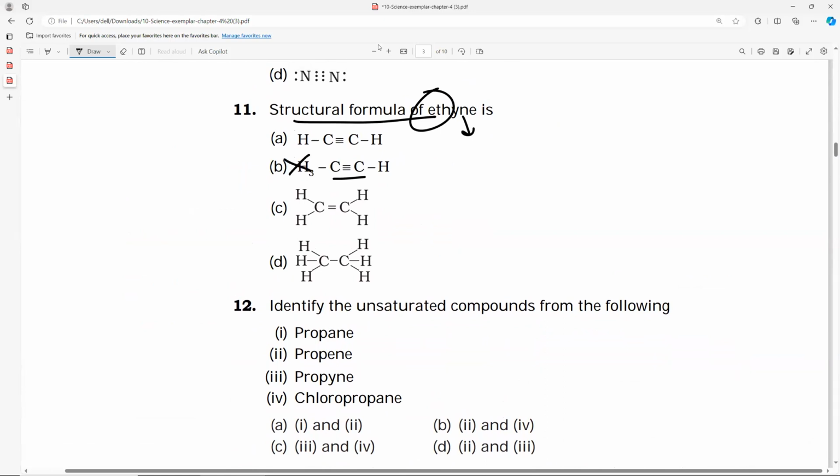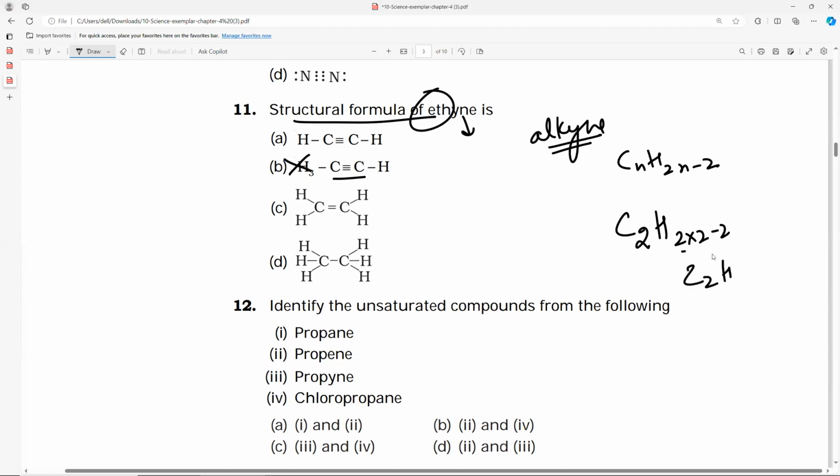Because the general formula of alkyne is CnH2n minus 2. If we have 2 carbons, it should be 2 into 2 minus 2. That would be C2, 2 times 2 is 4, minus 2 is 2. So C2H2. So this will be A. You can check the 3 carbons, 3 valencies being participated here. So it can't be correct.